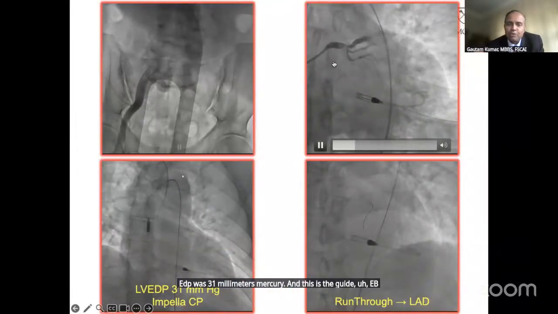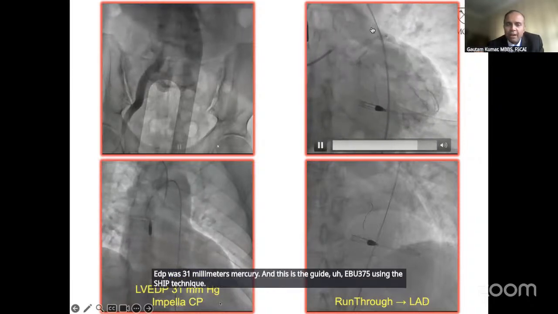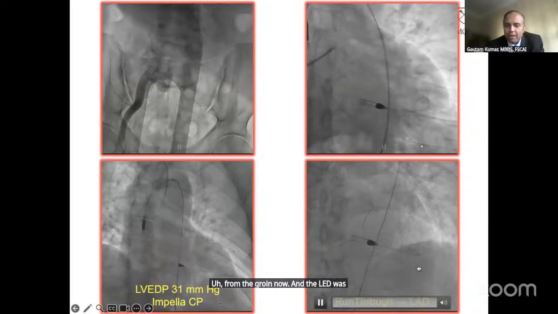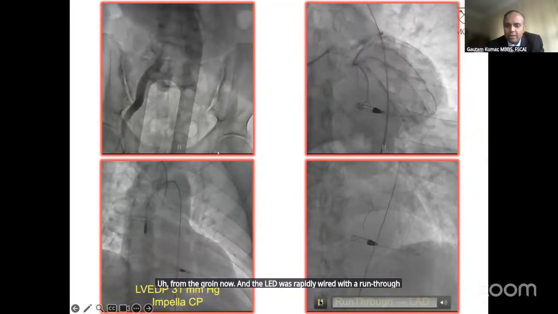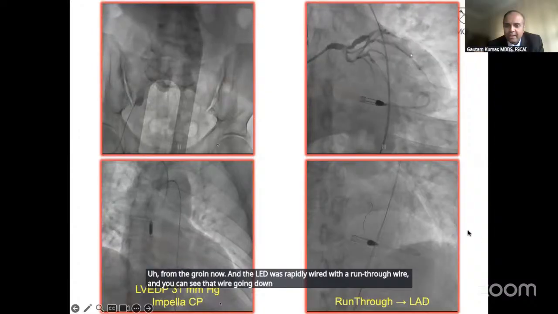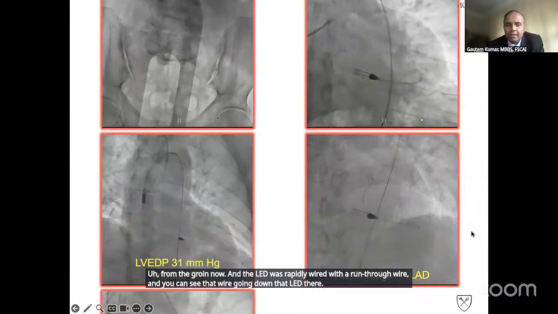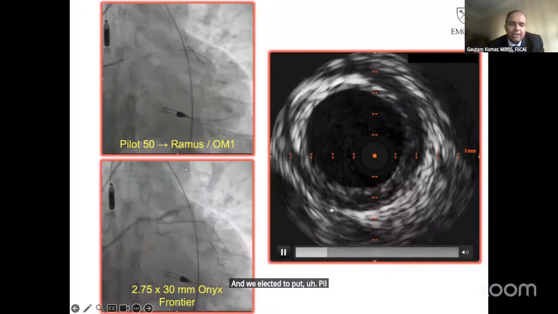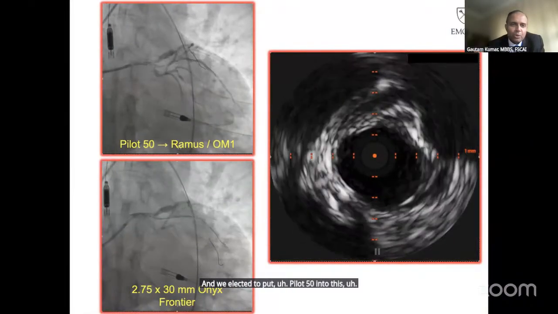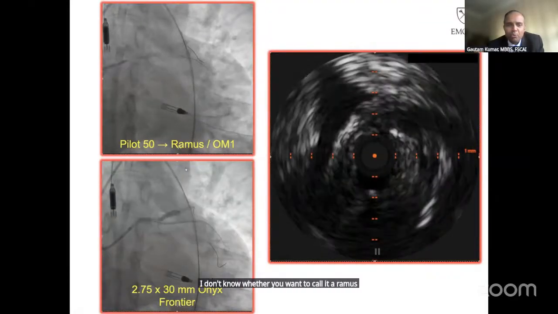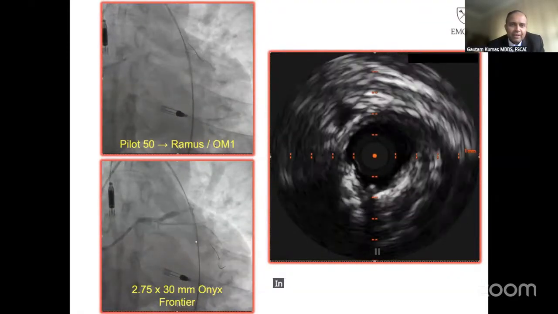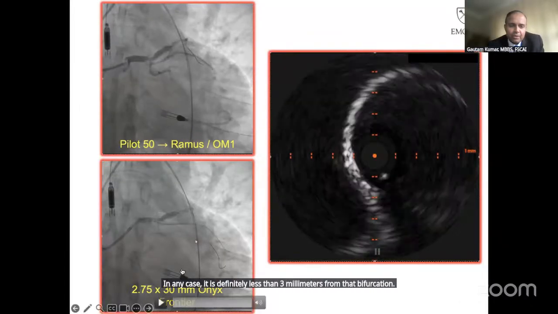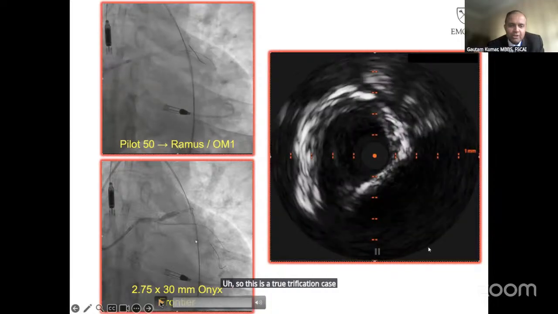EBU 3.75, using the ship technique from the groin now. And the LAD was rapidly wired with a Runthrough wire. You can see that wire going down that LAD there. And we elected to put a Pilot 50 into this. I don't know whether you want to call it a Ramus or an OM1. In any case, it is definitely less than 3 millimeters from that bifurcation. So this is a true trifurcation case that we're talking about here.